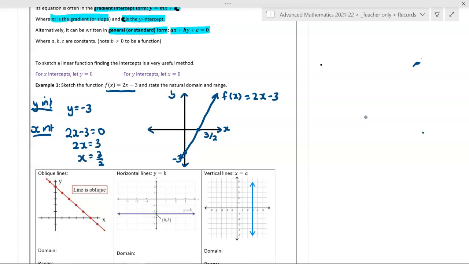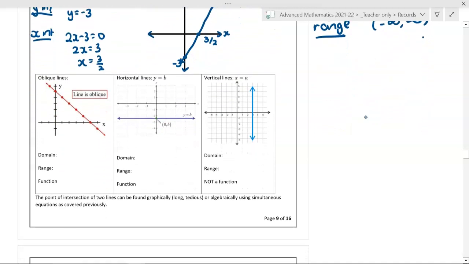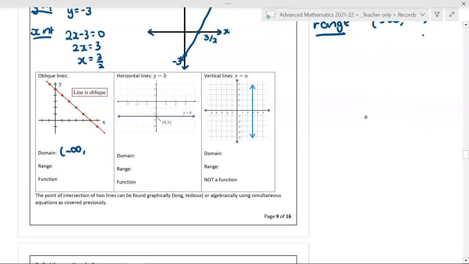So the domain, well, for any straight line, except vertical and horizontal lines, the domain will be all real numbers, and the range will also be all real numbers. Okay, we have no restrictions on what x or y could be. So in general, for oblique lines, our domain can be anything, our range can be anything, and yes, it is a function because it's going to pass the vertical line test. So oblique lines go on some sort of angle. Horizontal lines, yes, they will also be a function.